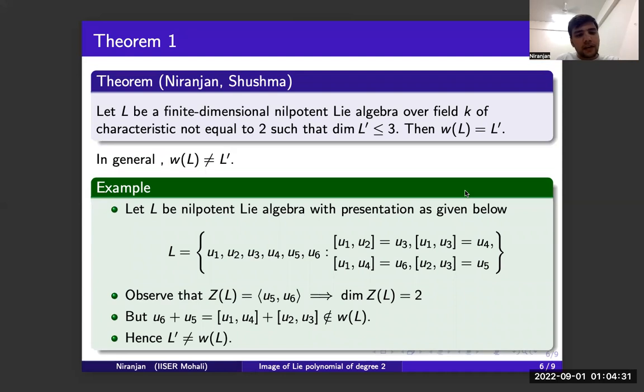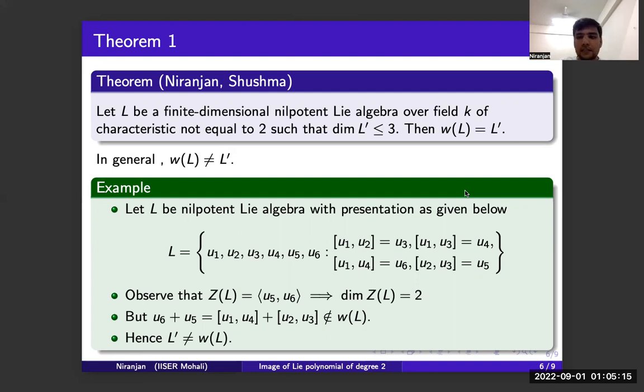What is true is the following: if L is a nilpotent Lie algebra of the following type, with the presentation given, generated by u1, u2, u3, u4, u5, u6, with [u1,u2] equal to u3, [u1,u3] equal to u4, [u1,u4] equal to u6, [u2,u3] equal to u5, then for this Lie algebra, u6 plus u5 is not a Lie bracket of any two elements. One can prove this by taking the commutator of any two elements and equating the coefficients. Hence L dash is not equal to W_L for a general nilpotent Lie algebra.